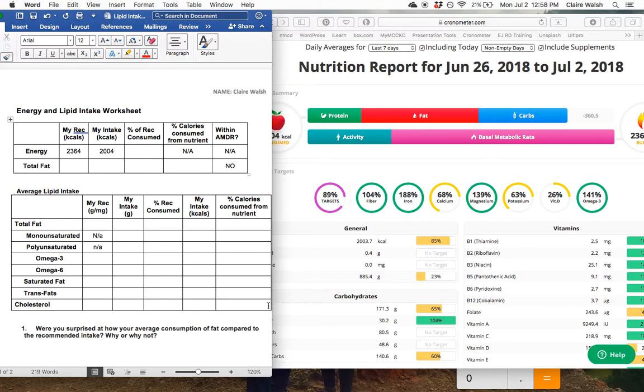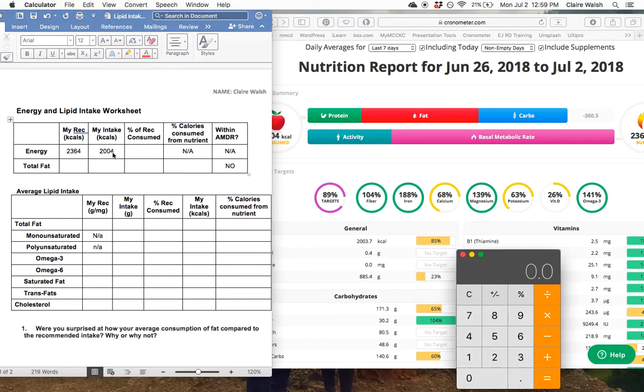Now to get percentage of the recommendation that I consumed, this is going to tell you whether you met your recommendation, did not meet your recommendation, or exceeded your recommendation. So as a little check on your math, if your intake is less than your recommendation, as I see here, then this percentage should be less than 100%. And if this number is more than your recommendation, then this number will be more than 100%. To find the percentage of recommendation consumed, you're always going to divide your intake by your recommendation.